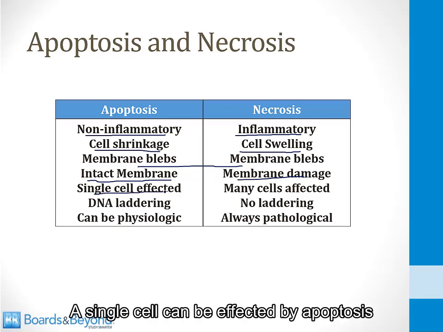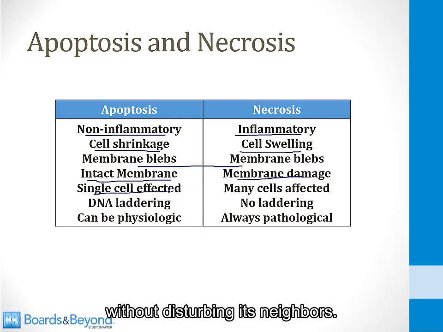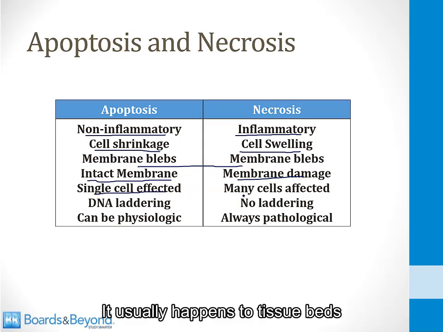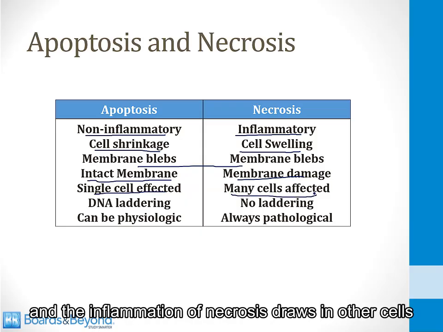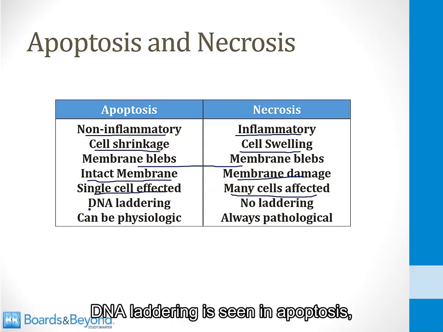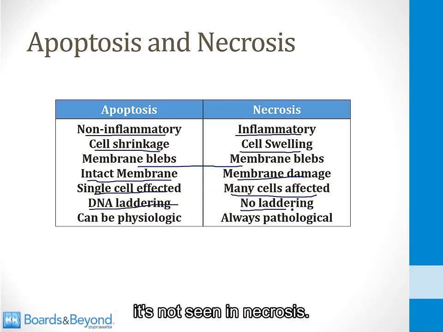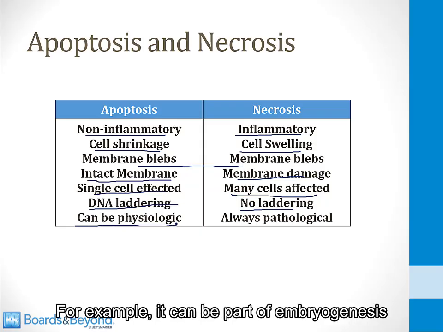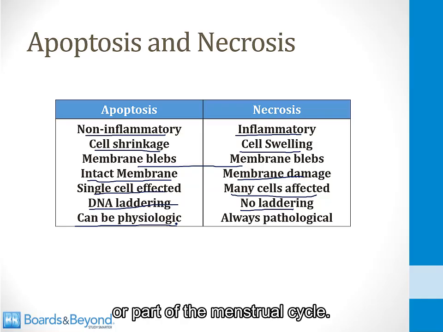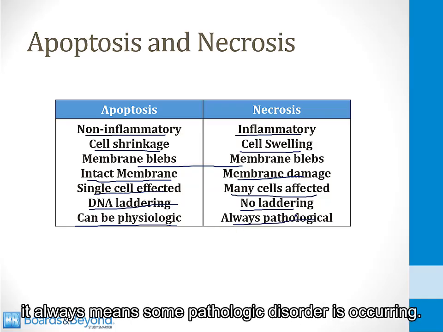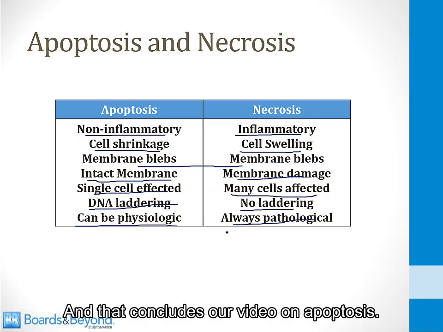A single cell can be affected by apoptosis without disturbing its neighbors. In contrast, necrosis rarely happens to a single cell. It usually happens to tissue beds, and the inflammation of necrosis draws in other cells to the area of damage. DNA laddering is seen in apoptosis. It's not seen in necrosis. And then finally, apoptosis can be physiologic. For example, it can be part of embryogenesis or part of the menstrual cycle. However, necrosis is always pathological. It always means some pathologic disorder is occurring. And that concludes our video on apoptosis.